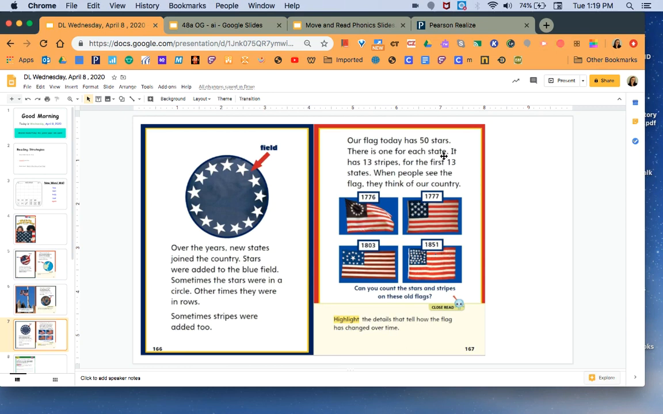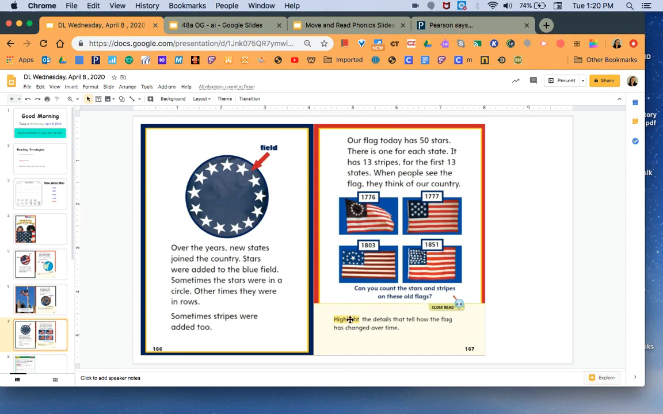Our flag today has 50 stars. There is one for each state. It has 13 stripes for the first 13 states. When people see the flag, they think of our country. This is the flag from 1776. This is the flag from 1777. This is the flag from 1803. And this is the flag from 1851. So if you want to count, you can count the stars and the stripes from the old flags.